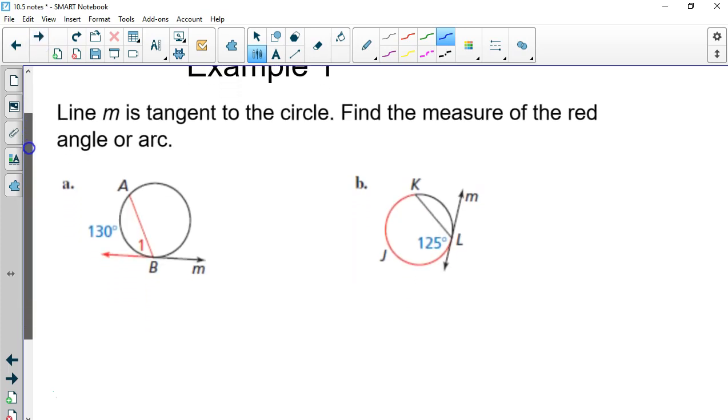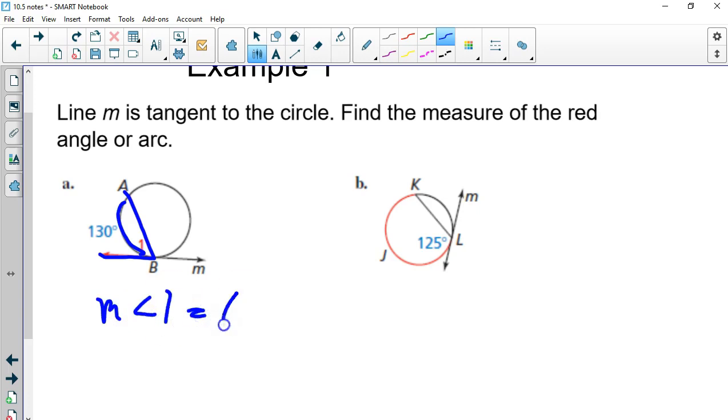So let's see this in action. M is tangent. Find the measure of the red angle or arc. So we have this angle right here, and this arc is 130 degrees. Therefore, the measure of angle 1 is half of that, 65 degrees.